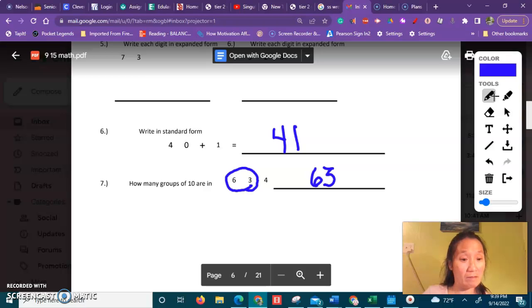6 groups of 10 plus 3. That's how many groups of 10 are in that number, 634. The 4 doesn't count because you don't have a group of 10. You only have 4. You would need to have 6 more to make 10. So you can't count that. All right, so that's this.